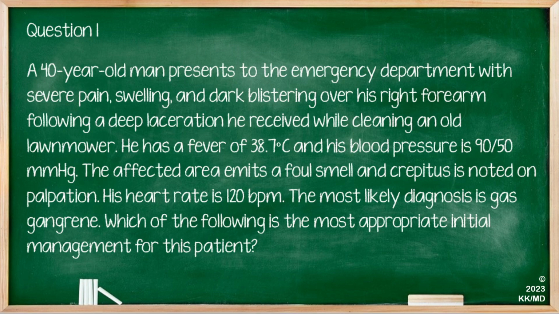Let's do some questions. A 40-year-old man presents to the emergency department with severe pain, swelling, and dark blistering over the right forearm following a deep laceration he received while cleaning an old lawnmower. He has a fever of 38.7 and his blood pressure is 90/50. The affected area emits a foul smell and crepitus is noticed on palpation. His heart rate is 120. The most likely diagnosis is gas gangrene. Which of the following is the most appropriate initial management of this patient?